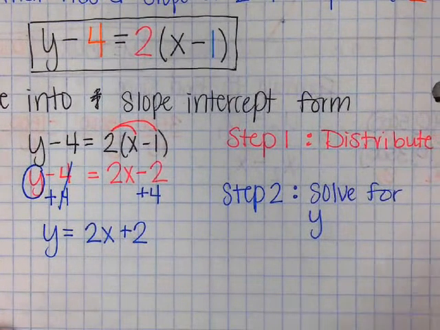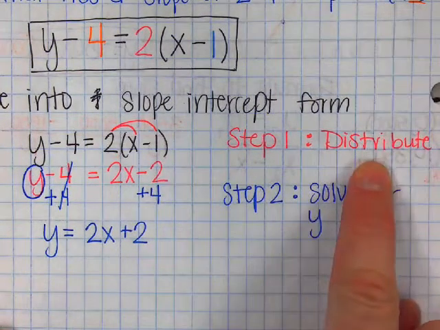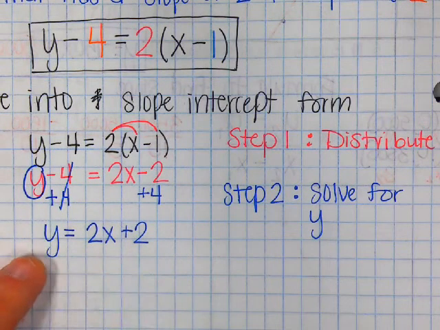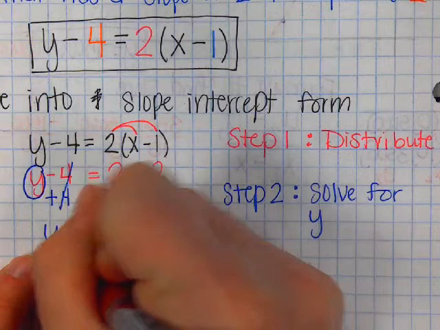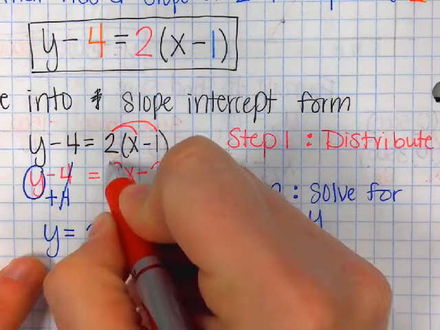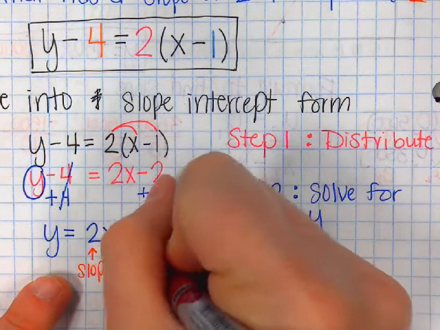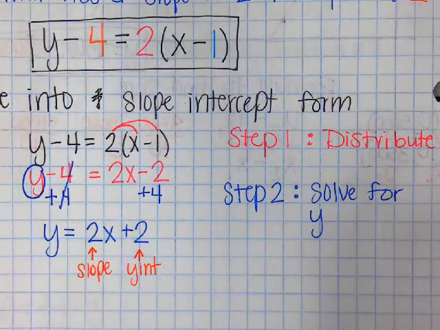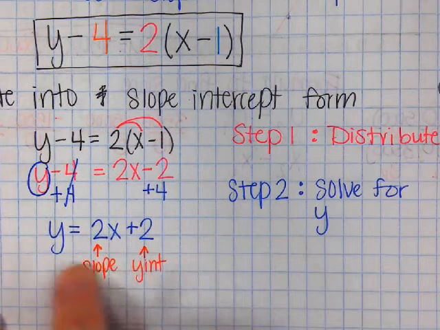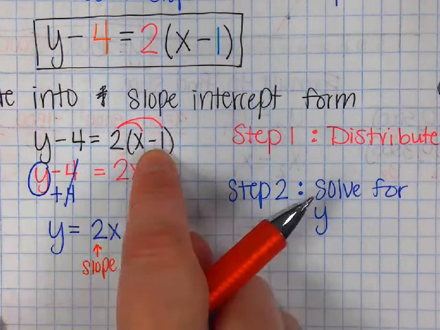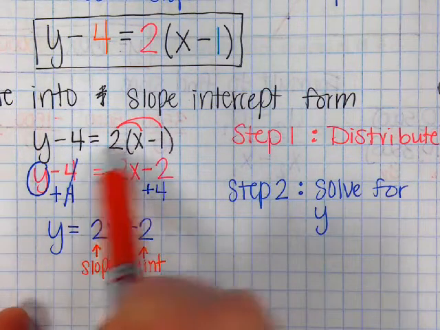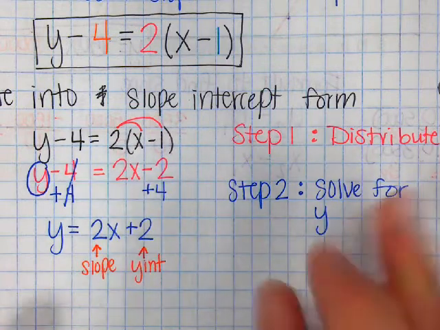Can't remember if you could see this or not. So step 2, solve for y. Step 1 was distribute. So notice y equals 2x plus 2. That is in slope-intercept form. This is the slope, which you can see right there because we said that was the slope. And then the 2 is the y-intercept. So you're not always going to be given a graph or a line that shows you the slope and the y-intercept. So that's why you can use point slope form. You just pick one of the points on the line, or if it gave you a point, and then it will give you the slope.